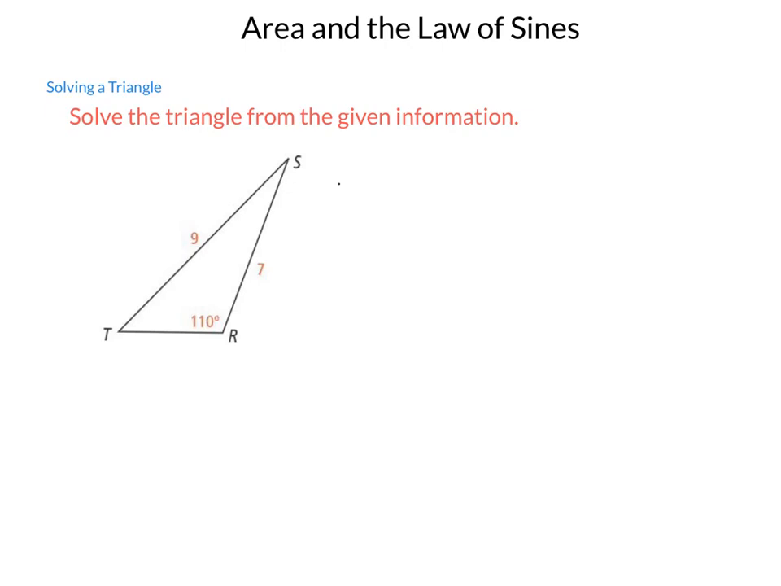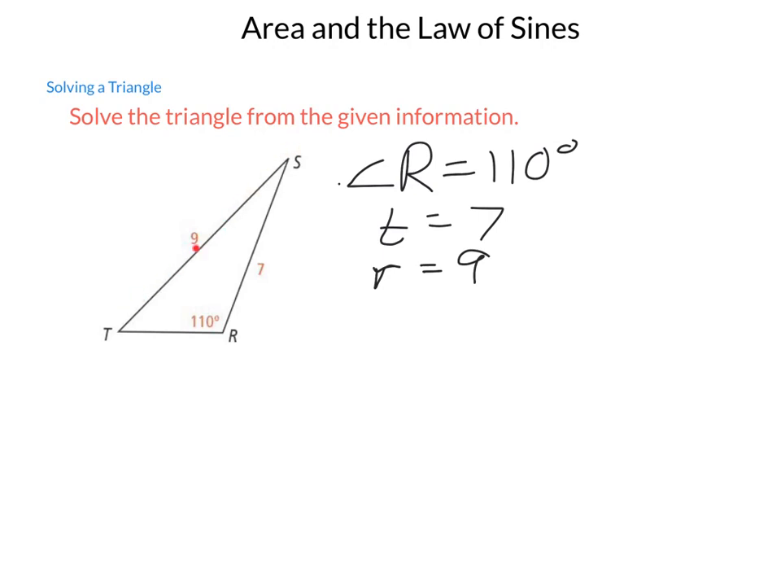Okay, so for what I have given here, I know that angle R is 110 degrees. I know side length T is 7 units, and side length R is 9 units. Going off of the convention that a side length is the lowercase letter of the angle opposite it. So here we have angle R, that means this is side length R. Angle T, side length T, angle S, side length S. So what other pieces of information do I need? Well, I need to know these other angles and this one side length.